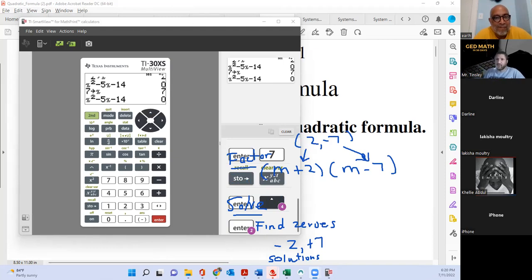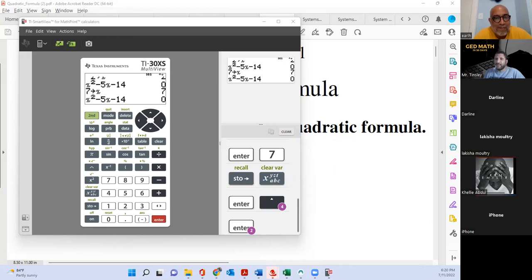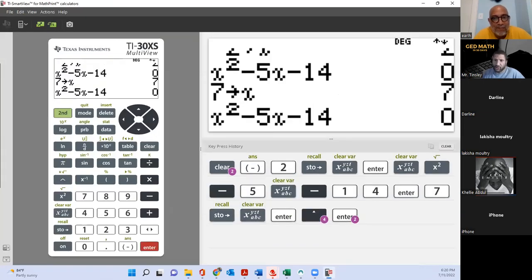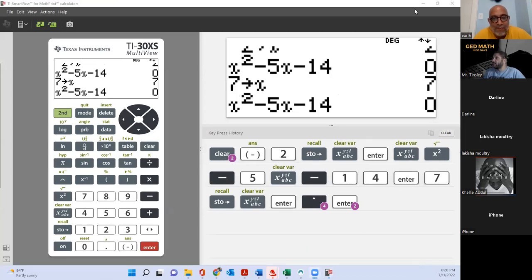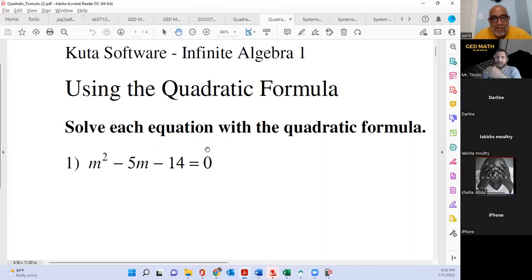So let me clear the screen real quick. Let me maximize this so you can see the steps that I've taken. Let me take a screenshot of that, so when you go back, you'll be able to see it. And then let me close the calculator. Okay, so watch this now.